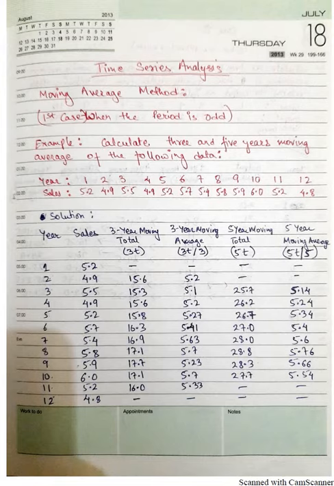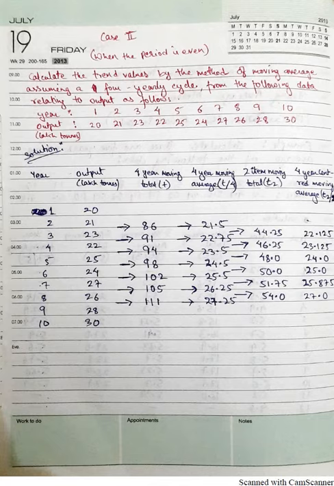So this is how we find the moving average when we are to calculate the moving average for an odd period of time. Now for case 2, that is the second case, we will try to find the moving average when the period is even. So calculate the trend values by the method of moving average, assuming a 4-yearly cycle from the following data relating to output as follows.